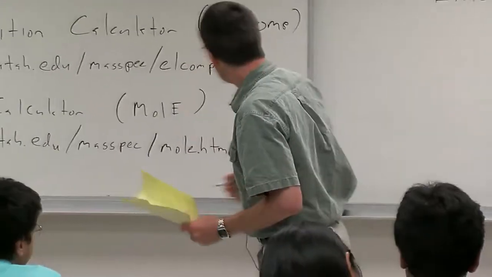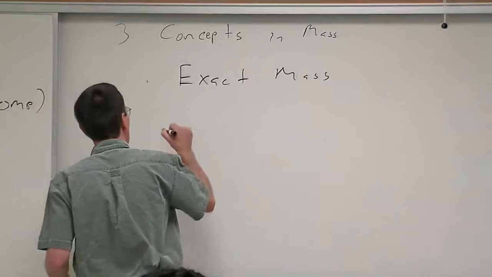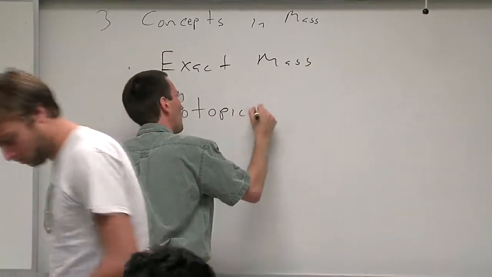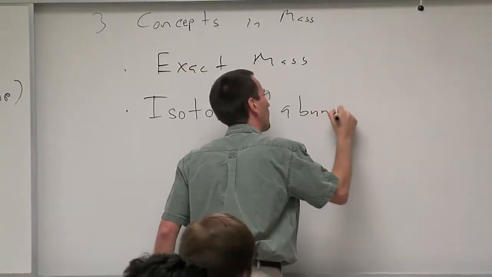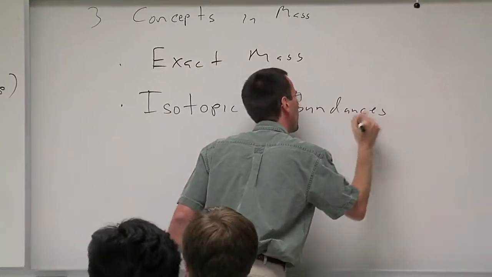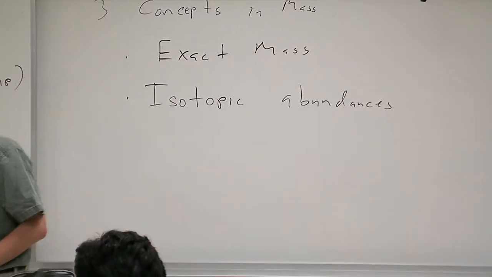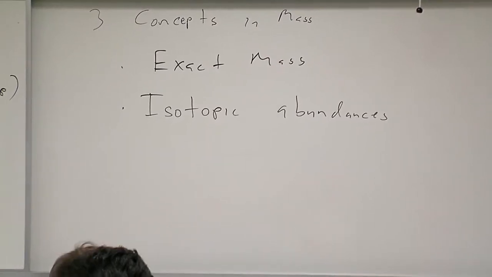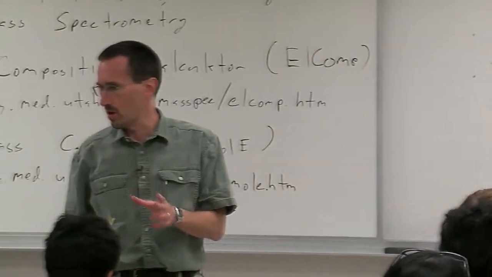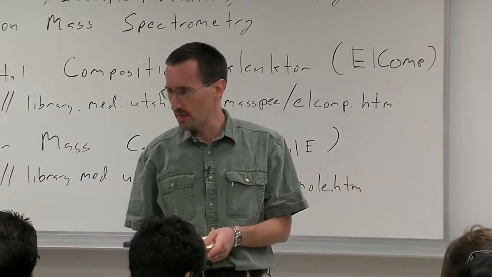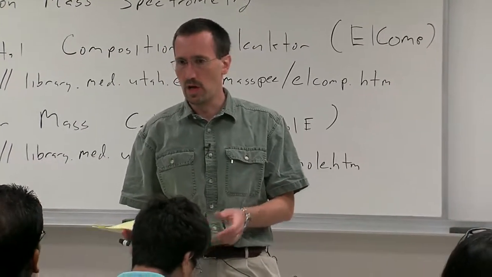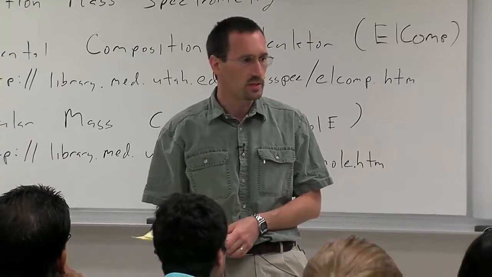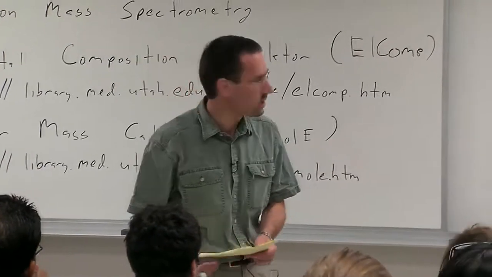So the second big idea which ties into that is isotopic abundances. The fact that different elements have different abundances of different isotopes. Carbon, for example, has 1.1% of its carbons as C13 and the rest of them as carbon-12. Sulfur has a little bit of S34 in addition to S32, and we'll explore the implications of this.